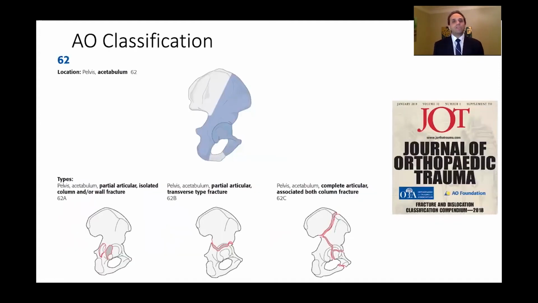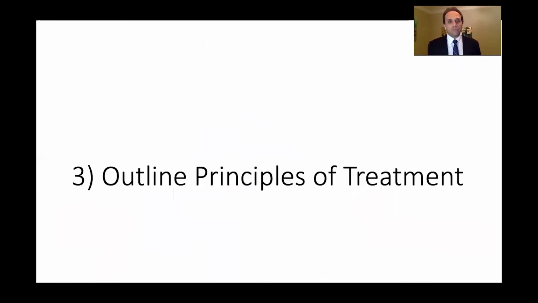The AO classification classifies the acetabulum as 62, and it divides the acetabulum into 3 types, 62A, B, and C. And in the new compendium published in the Journal of Orthopaedic Trauma in 2018, they added all the variants. Then we move to the 3rd point, which is outlining the principles of treatment. For acetabular fractures, we are going to treat either conservatively or operatively.